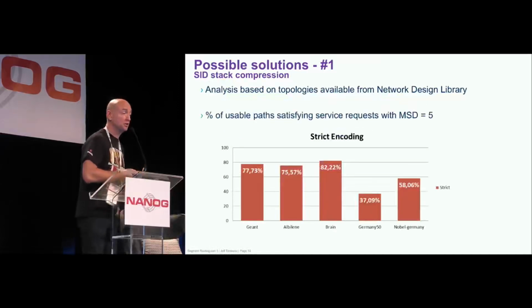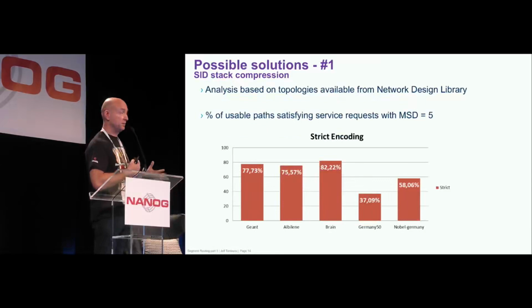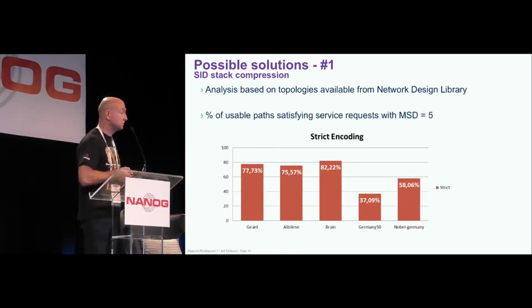What it shows, however, is that if you take an MSD of 5 and you need to deviate from the shortest path, the number of services you could deliver varies per topology. In some cases, it could be as high as 80%. In some cases, it's 37%, as you could see. So unless you can reduce or partition your stack, you won't be able to deliver every service required.